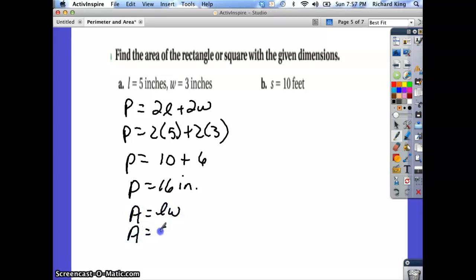Now area, again, area equals length times width. So area equals 5 times 3. So the area equals 15 inches squared.